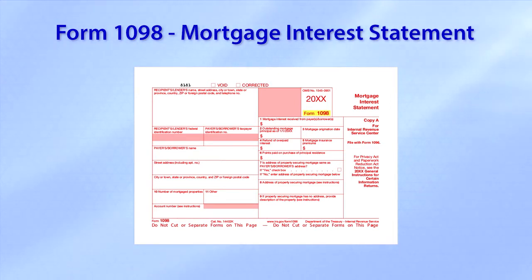Examples of these fields include points paid at closing on the purchase of a principal residence, refund of overpaid interest, and any mortgage insurance premiums paid throughout the year. The 1098 statement also reports the outstanding principal balance as of January 1st of the tax year being reported and the mortgage loan origination date.